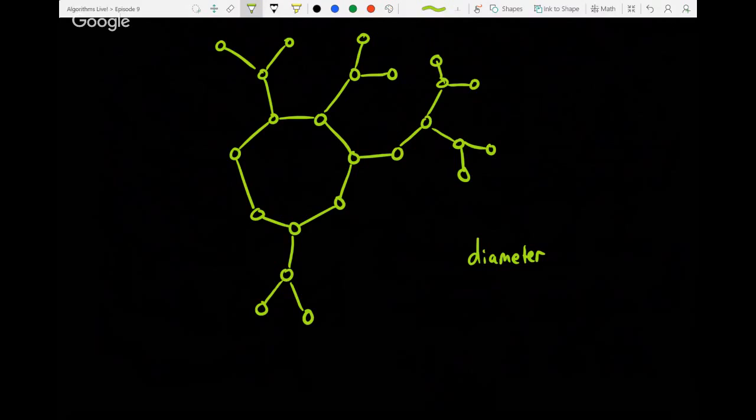So you find a pair of 2 nodes. So you want the pair of 2 nodes that are furthest apart given their shortest path. So I think that pair is here and here, just eyeballing it. So we'd like to find what that length is.